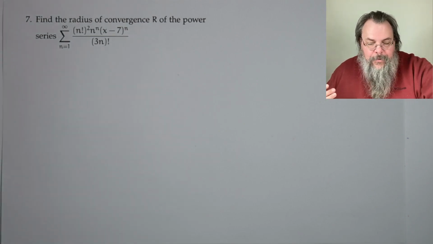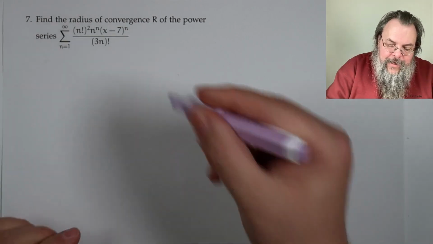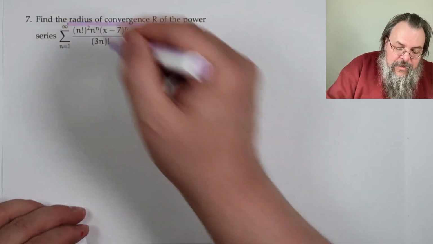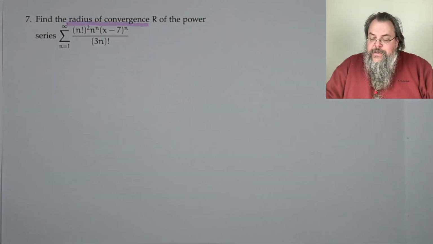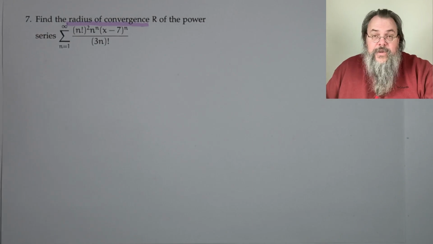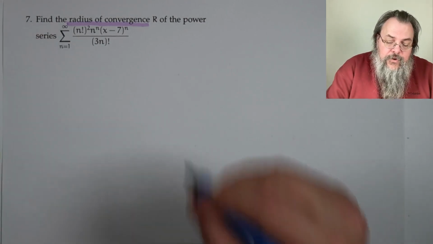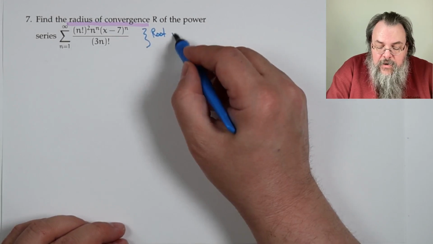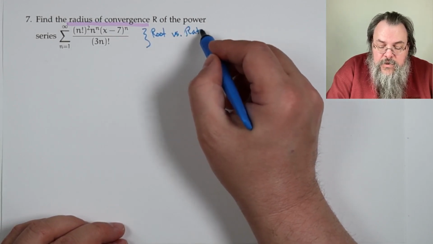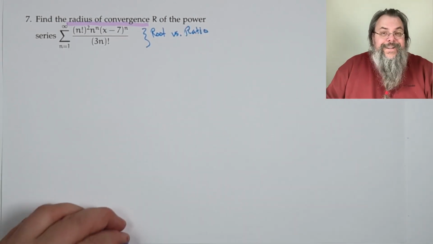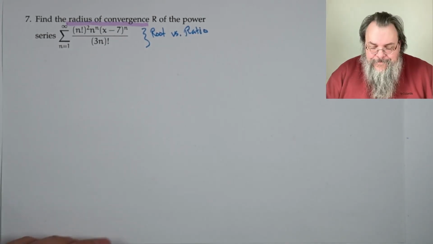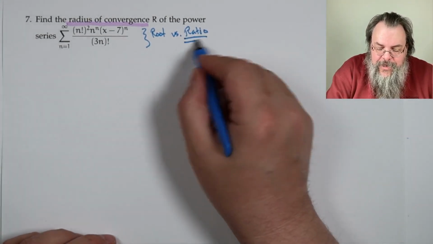Again, we feel like a broken record after the last couple problems, but we're after our radius of convergence, so we say to ourselves, well, that says we have to do one of two things. We either have to do a root test or we have to do a ratio test. And we say, well, which one should we go with? All right, and at this point in time, there's not really a choice. You got to go with ratio.